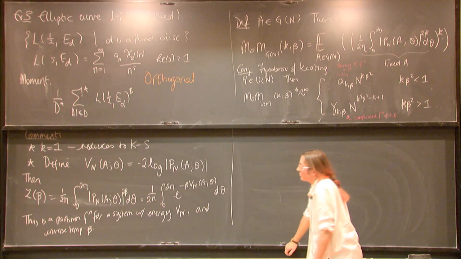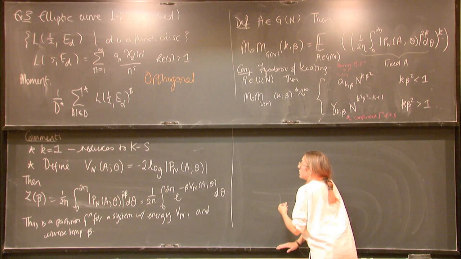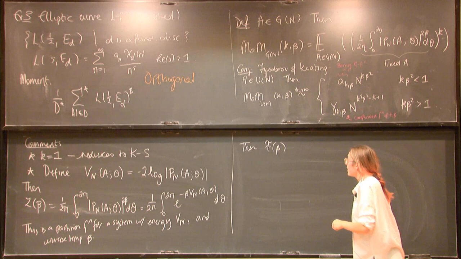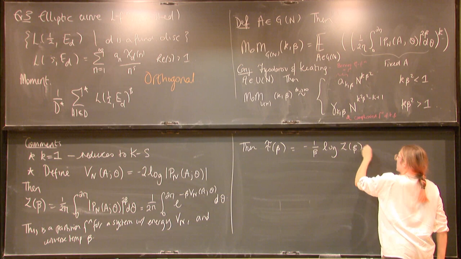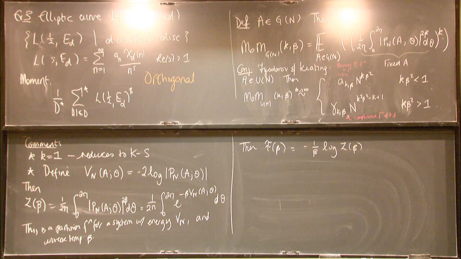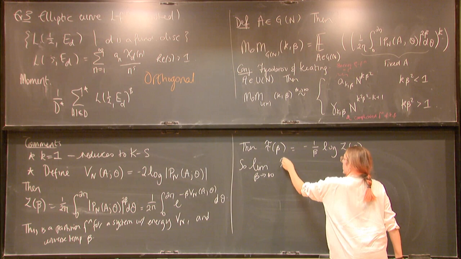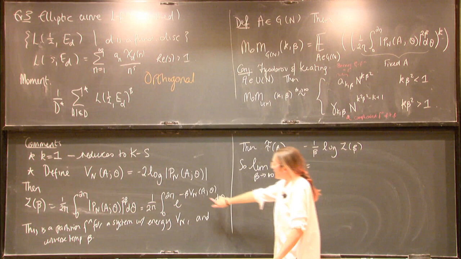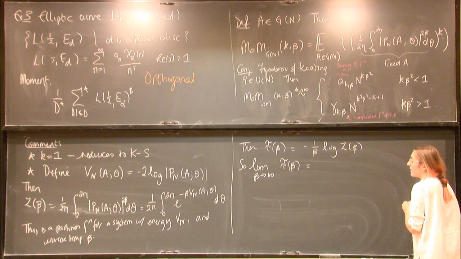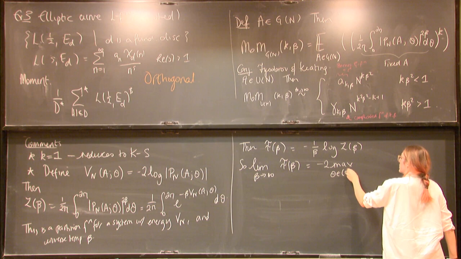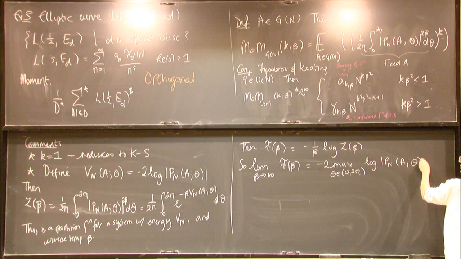If you're a statistical physicist, the next thing you might do is consider the free energy, which I call F of beta, which should be minus 1 over beta times the logarithm of z sub beta. Then you can take the limit as beta grows large of your free energy, and you'll see that this is dominated for when this v sub n is small, or in particular when the logarithm of the characteristic polynomial is big. This is currently for some fixed n.